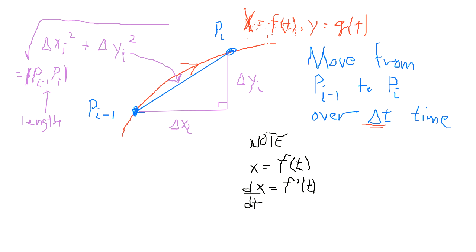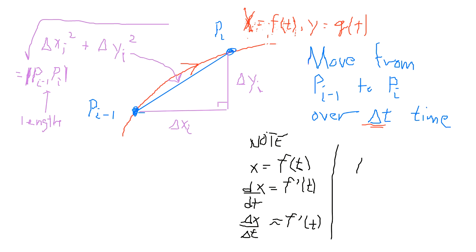But that means, and there's a reason I'm doing this, that f prime of t can be approximated by delta x over delta t. You learned in calculus 1 that the slope of a secant line, and that's what delta x over delta t is, when your delta t is very small will approximate the derivative.